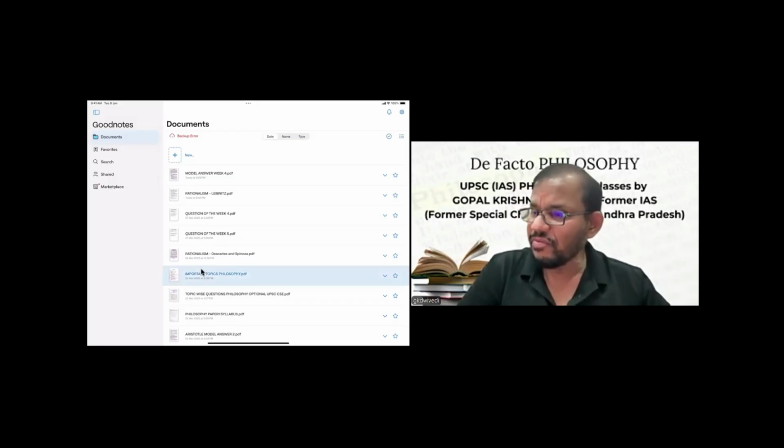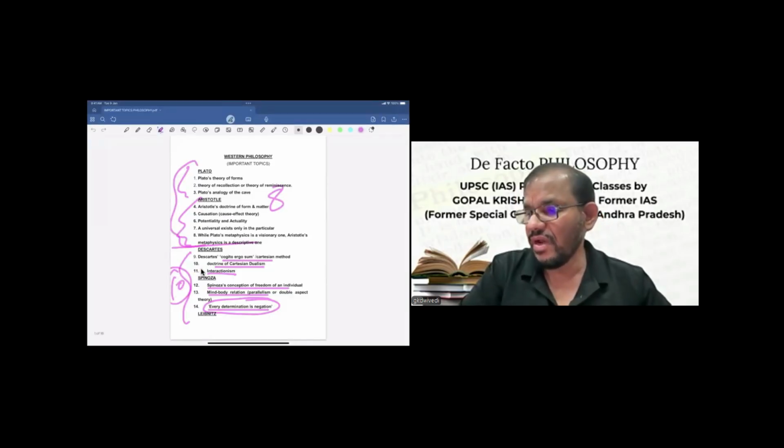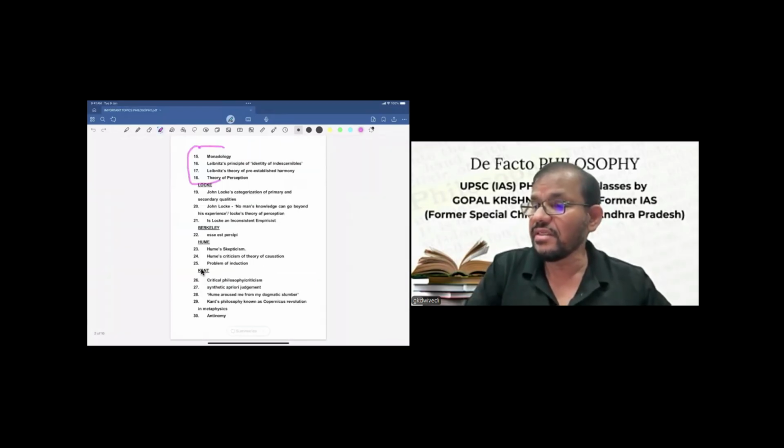So after analysis, what are the important topics for Leibniz? For Leibniz, I have identified these four topics after analysis.